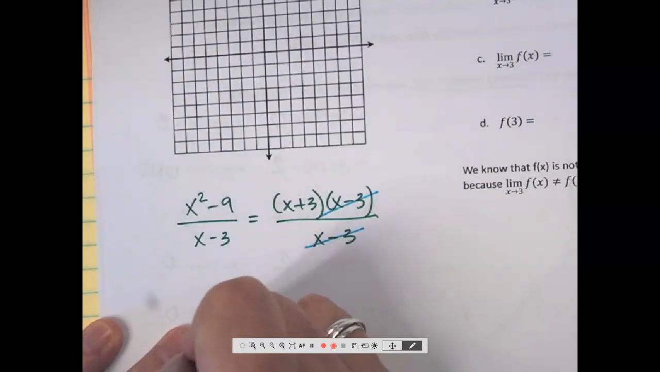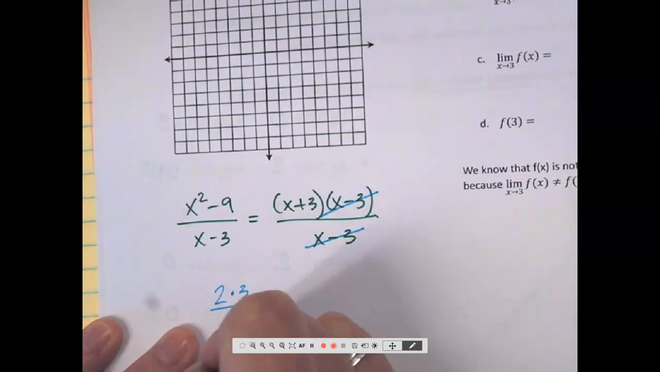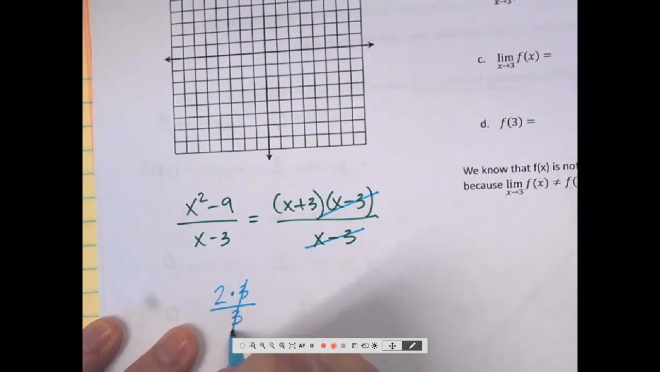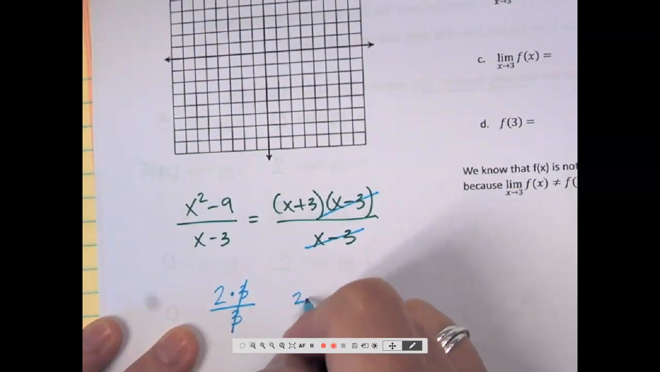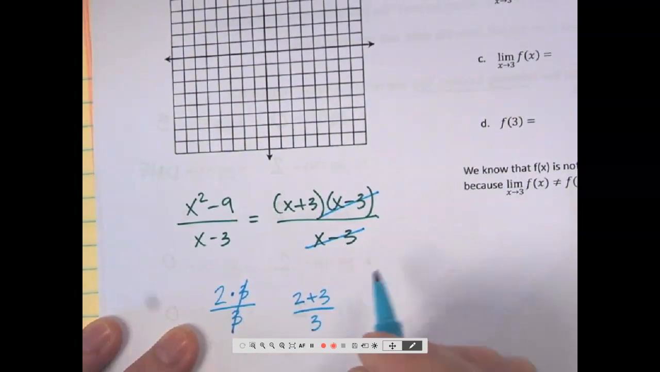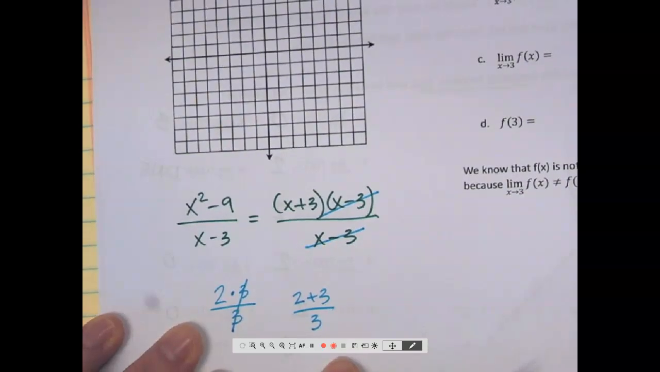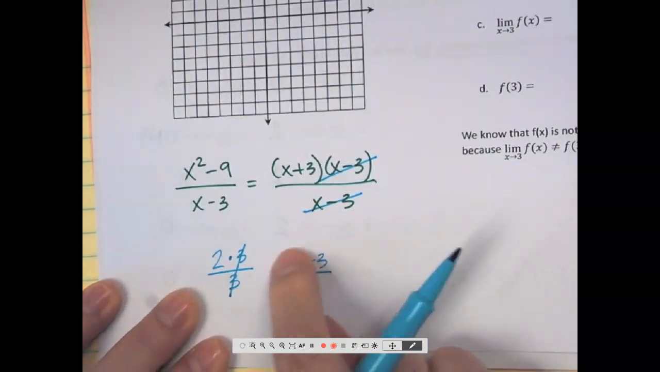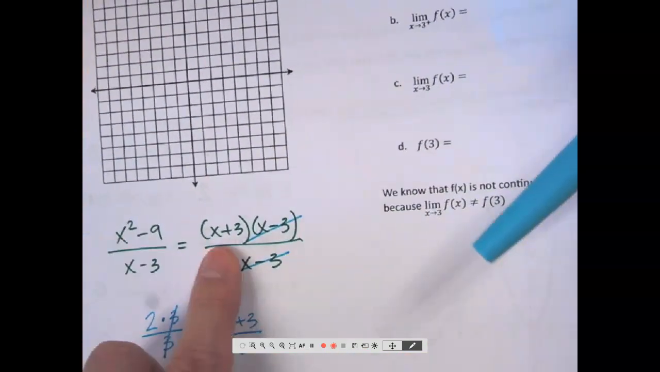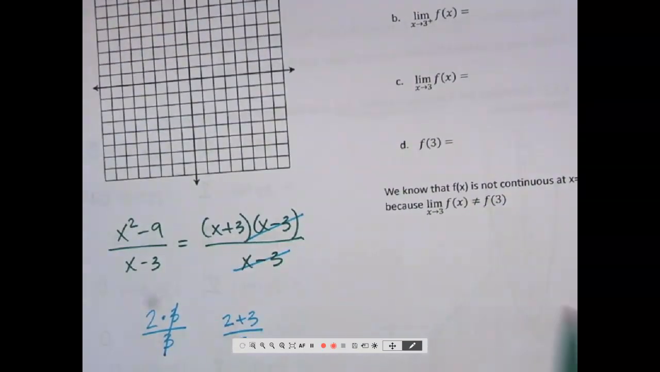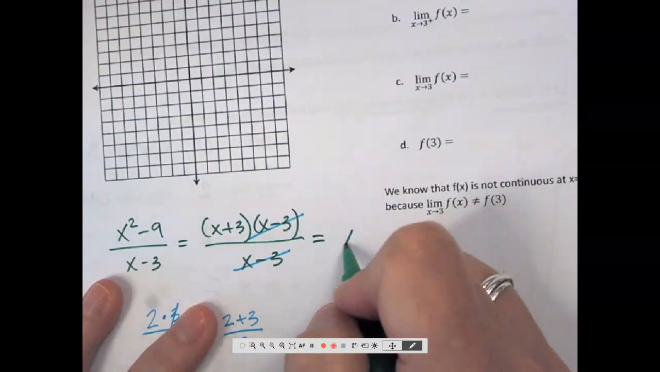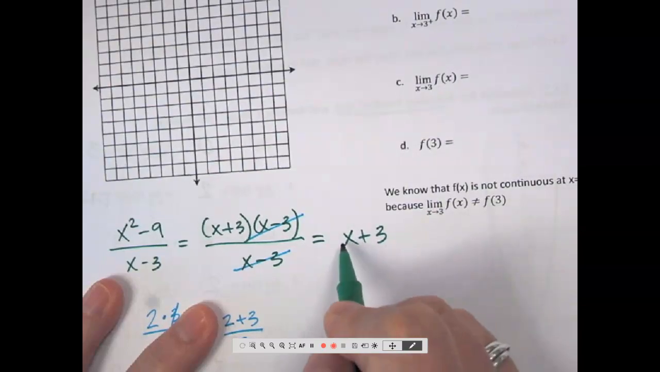Just like if I had 2 times 3 divided by 3, those would cancel. Now, if it's 2 plus 3 divided by 3, those do not cancel. Those are not factors, that's a term. Okay, so common factors cancel. What's left here is x plus 3.